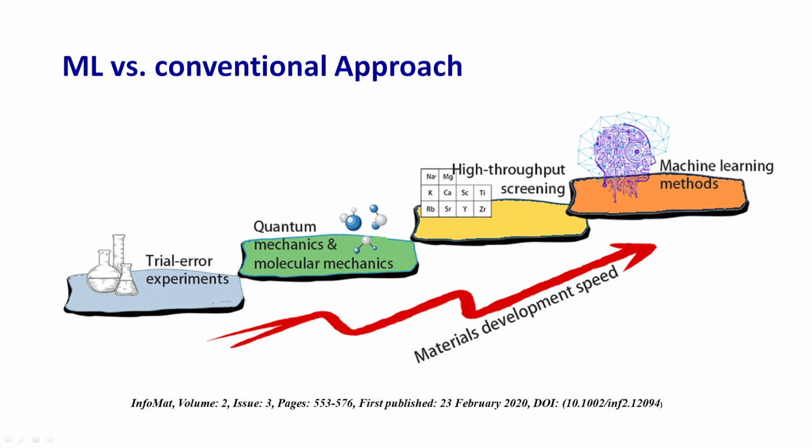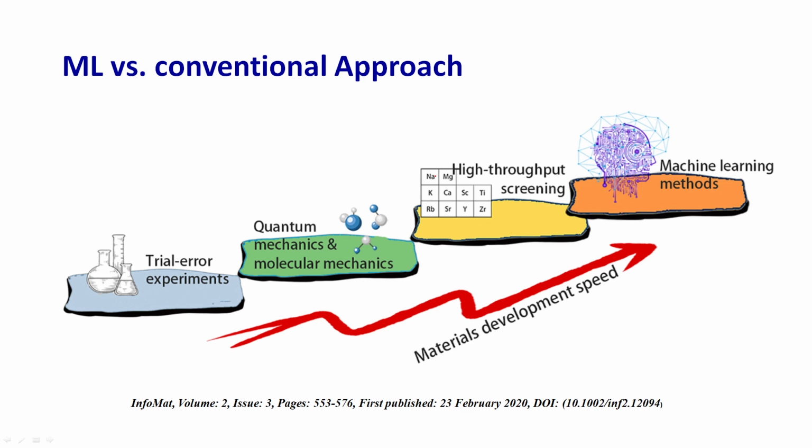So using quantum mechanical and molecular mechanics tools, you can also use a machine learning based model with the data available with you for high throughput scanning. Once you have done the high throughput scanning, then you can use all kinds of algorithms and machine learning tools. This is the material development design, starting from trial and error, which has a very low speed.